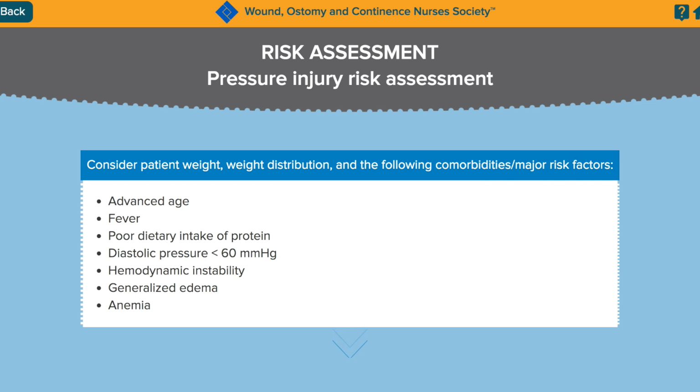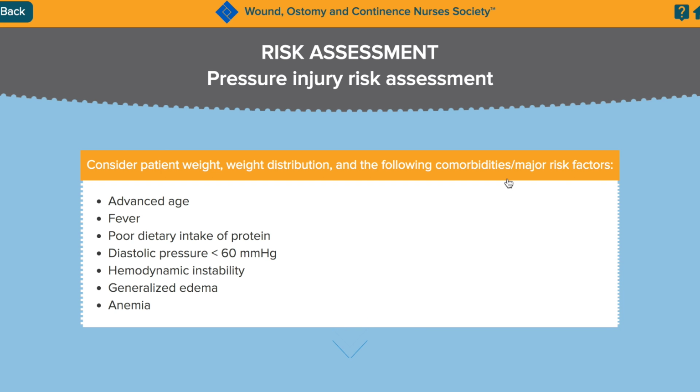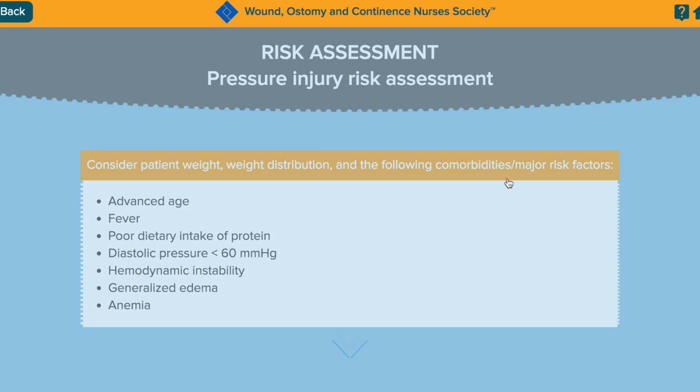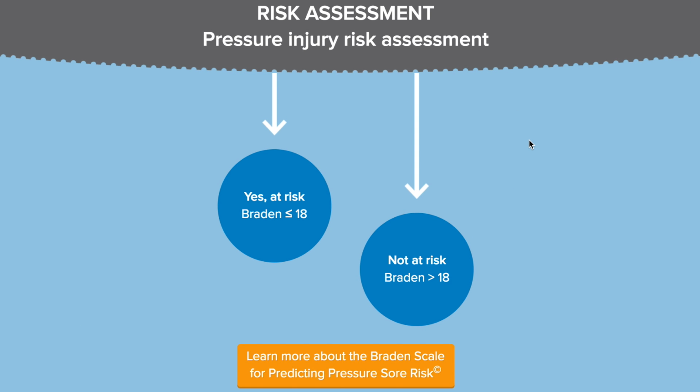We will then complete a pressure injury risk assessment based on the patient's weight distribution, and specific comorbidities and major risk factors, including advanced age, fever, protein intake, and anemia. Next, we will use the Braden scale for predicting pressure sore risk. If you want to learn more about the Braden scale, simply follow the link on this page. According to our notes, Mrs. Chang has a Braden of 13, so she is definitely at risk for developing a pressure injury.